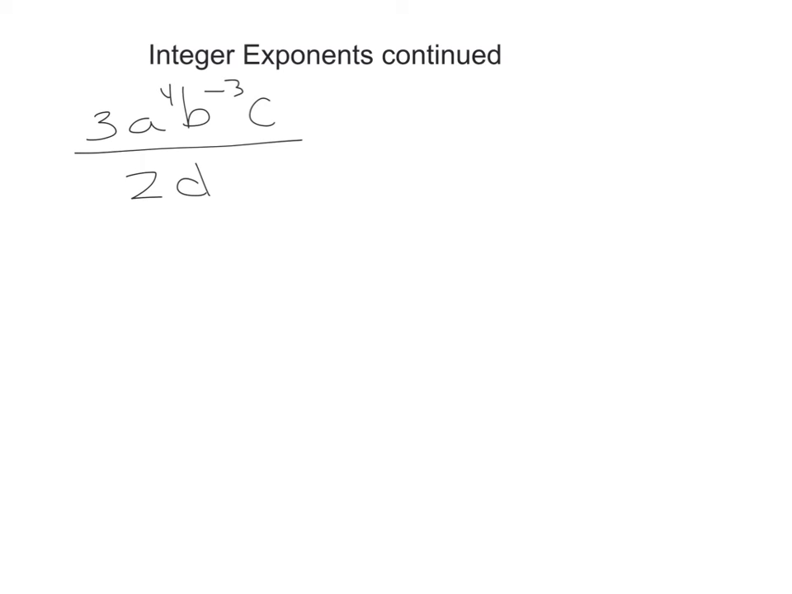If we want to simplify something so we don't have negative exponents, we need to move the negative exponents. If they're in the numerator, we'll move them down to the denominator to become positive. And if they're in the denominator, we would move them up to the numerator to become positive. So 3a to the fourth, b to the negative third, c, all over 2d. The only thing that needs to be moved is the b to the negative third. So I'm going to move that to the bottom, and it's going to become positive b to the third. Notice I put b to the third in black so you could see that it moved to the bottom, and it became a positive power.